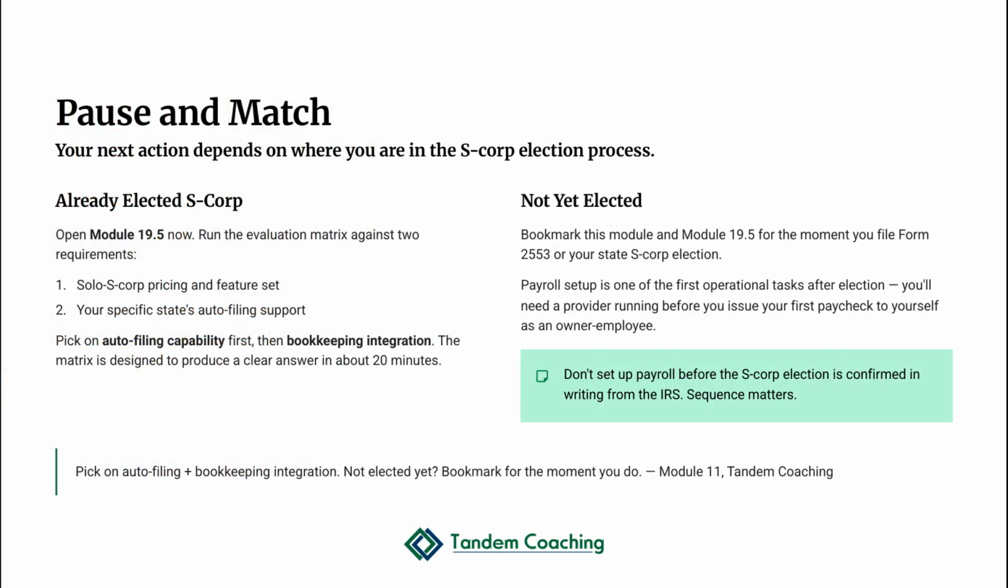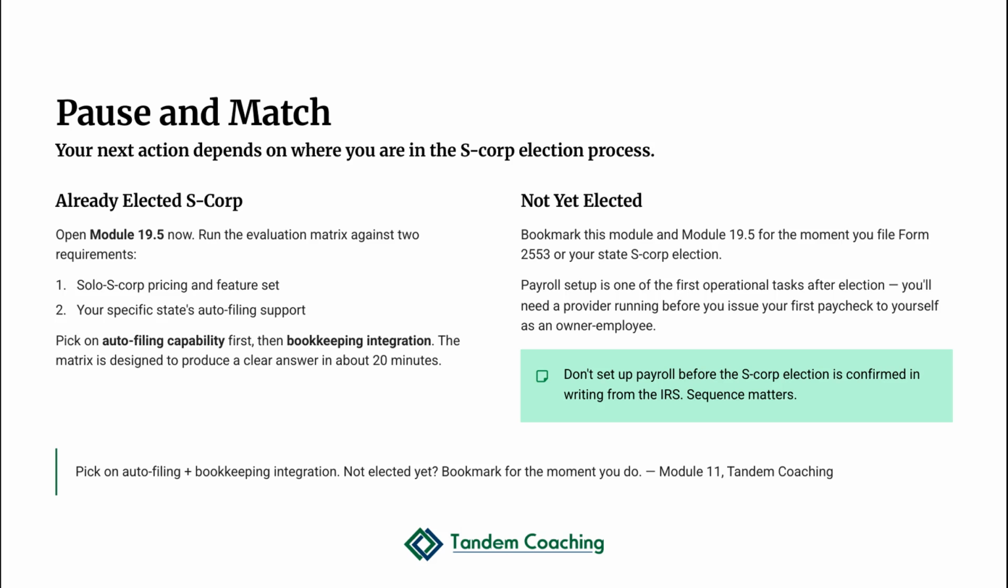Before you leave this video, take the action that matches where you are in the election. If you've already elected S-corp or have a near-term plan to, open Module 19.5 and run the payroll comparison matrix against two requirements: solo-S-corp simplicity and your state's payroll rules. Pick on auto-filing coverage plus bookkeeping integration. Sign up, configure the salary and cadence, and run a test paycheck before the first real run.